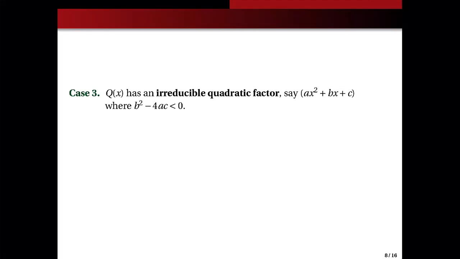In this case, that factor will have a linear expression as the numerator. So you have ax plus b in the numerator, and in the denominator you have that factor, ax squared plus bx plus c. Irreducible means you cannot factor this anymore over the set of real numbers.